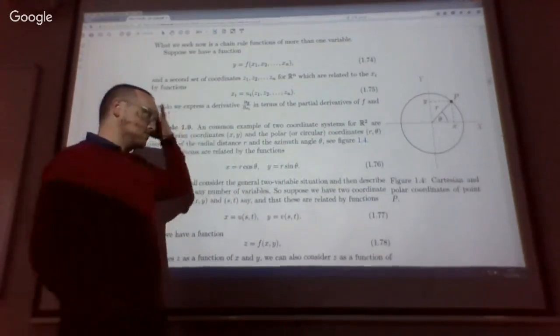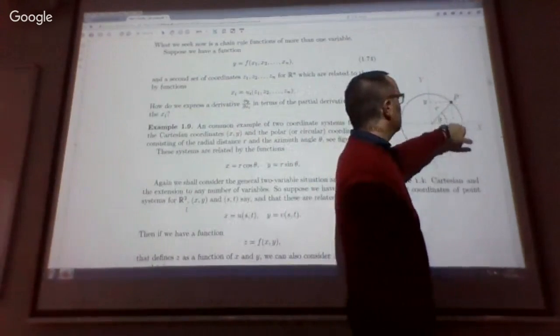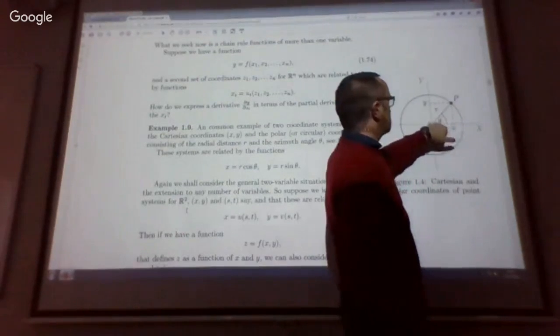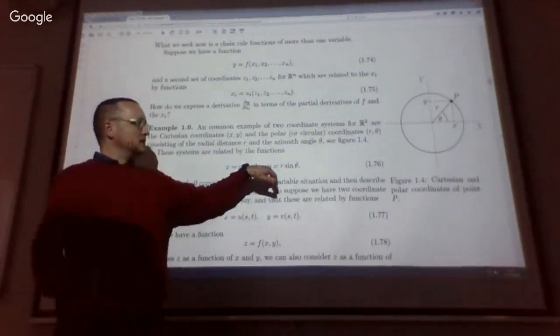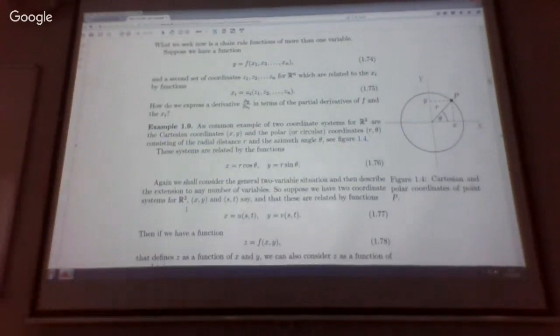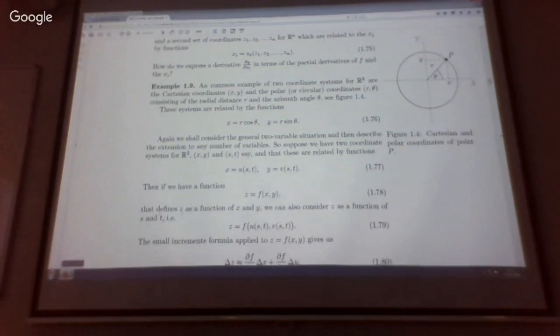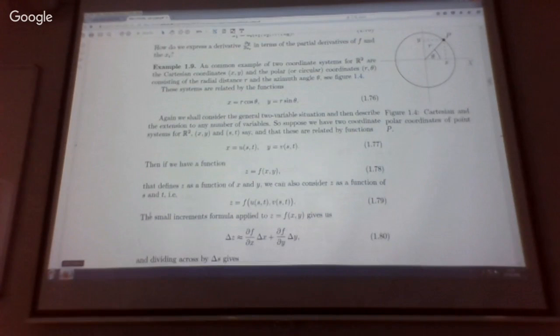These equations, you could quickly rederive them by considering the obvious right-angled triangle there, involving r as the hypotenuse and x and y as the other two sides. So we get x as r cosine theta and y as r sine theta. Okay, so that's just a concrete example of a two-dimensional coordinate system x, y and an alternative two-dimensional coordinate system r, theta. And we'll return to that example shortly for one of our illustrations of the chain rule.